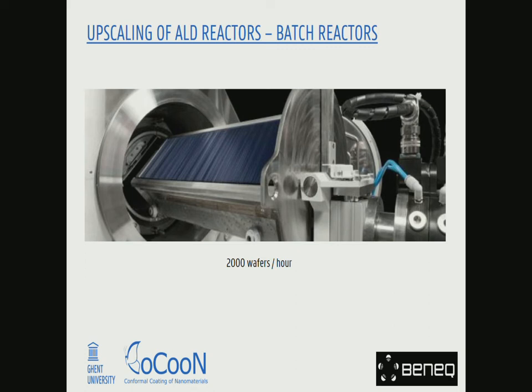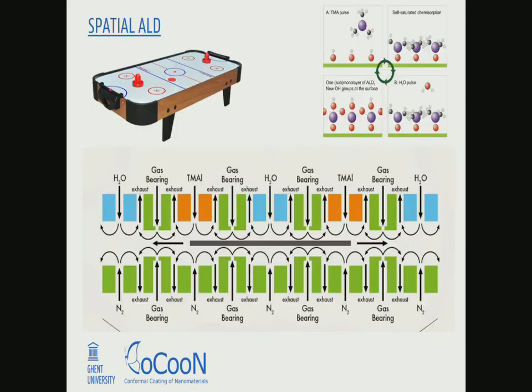You have applications where you can think of having batch reactors for coating several thousands of wafers per hour. I will not go into detail because I'm sure that Paul Poot this afternoon will be talking a lot more about spatial ALD, but it is another variant of ALD that has become very important in this field, and it's basically doing ALD on a hockey table. On a hockey table you have this air bearing effect where you can push things almost effortlessly over a gas bearing. Imagine that gas bearing not just being inert gas, but at the same time also injecting your reactive gases as you push your substrate through this reactor.